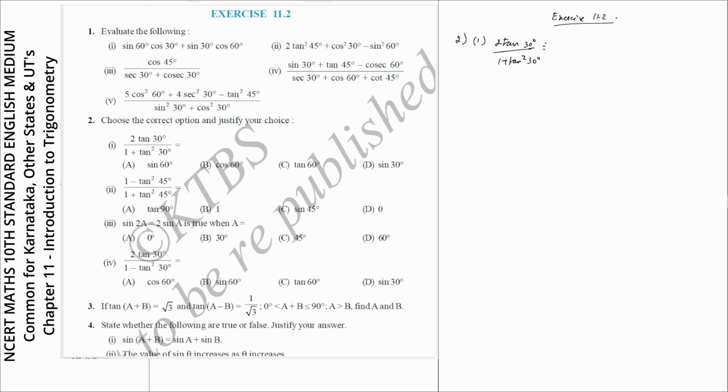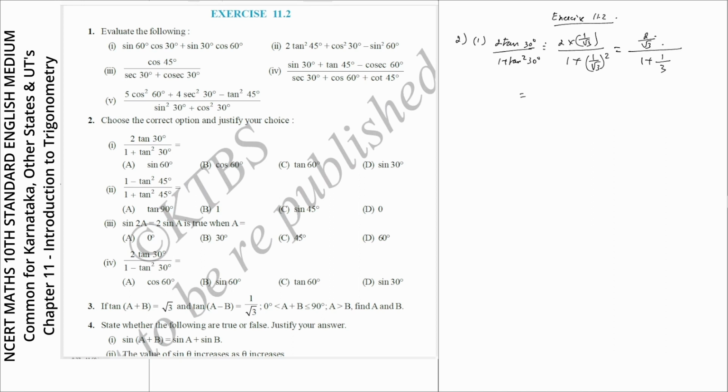Exercise 11.2 question number 2. Choose the correct option and justify your choice. So first one is 2 tan 30 by 1 plus tan square 30. So this is 2 into tan 30 degree. Tan 30 degree is 1 by root 3, by 1 plus tan square 30 degree. That is 1 plus (1 by root 3) the whole square. So this is equal to 2 by root 3. I'll get in the numerator 2 into 1 is 2. Then 1 plus, so 1 by root 3 into 1 by root 3 is 1 by 3 only.